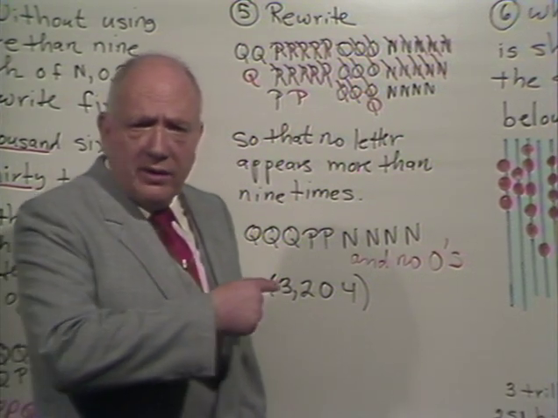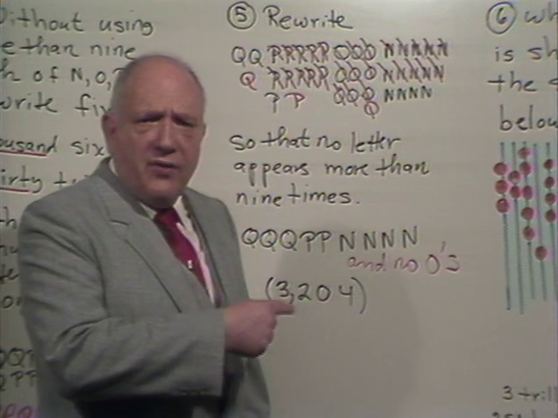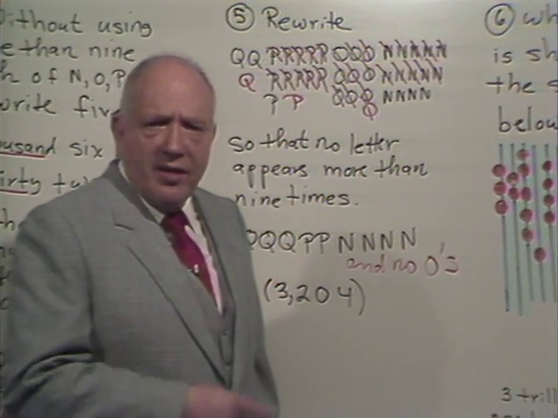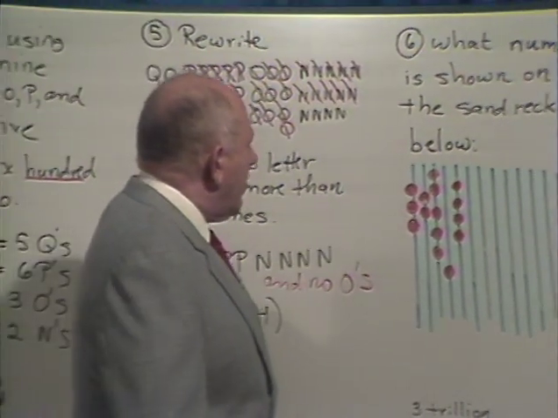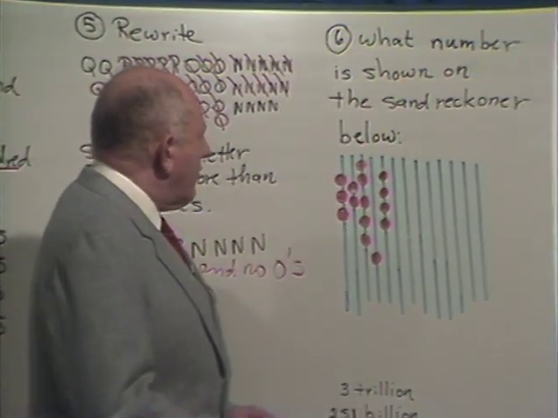In other words, starting with the line furthest to the right, as you read from right to left, it's the 1s, tens, hundreds, thousands, 10,000s, etc. And so the problem says, what number is shown on the sand reckoner below?